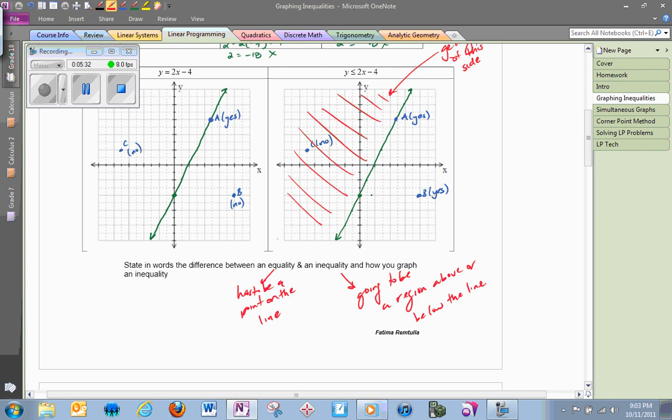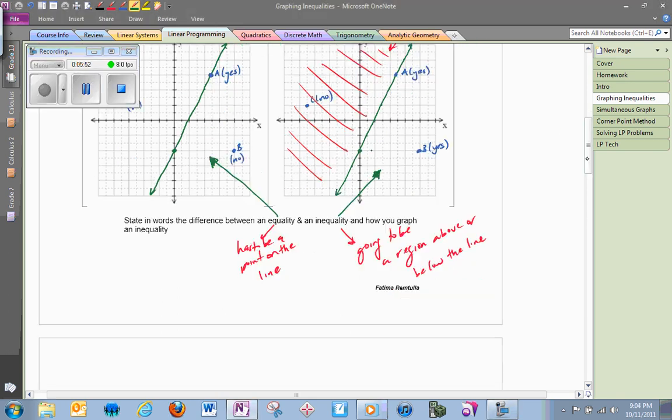So like I said, over here in the equality, it has to be on the line. That's the only way to do it. But an inequality, notice that it has to be in a region. So in this case, it's the region below the line. The region above the line is being canceled out.